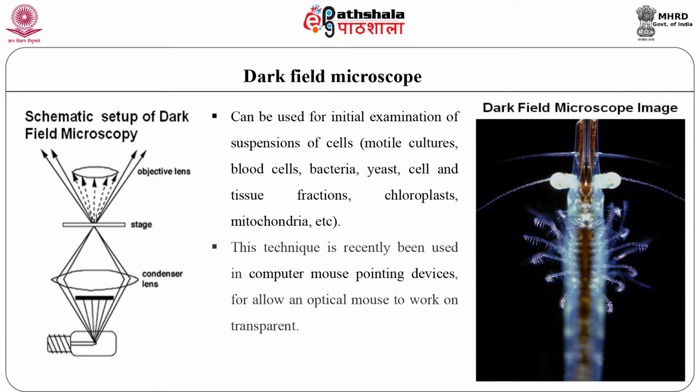Dark field microscope can be used for initial examination of suspensions of cells. For example, motile cultures, blood cells, bacteria, yeast cells and tissue fractions, chloroplasts, mitochondria, etc.